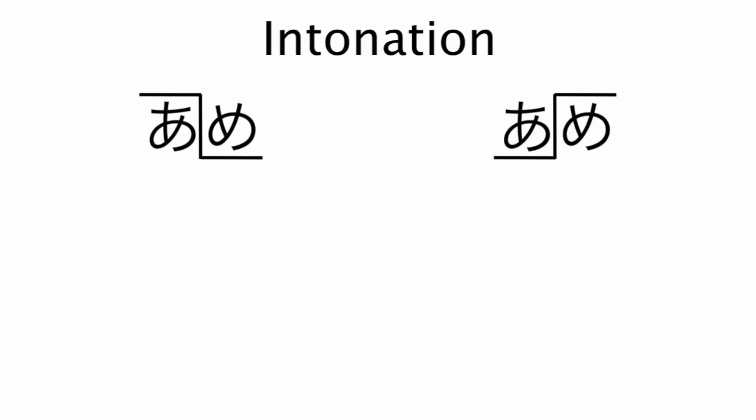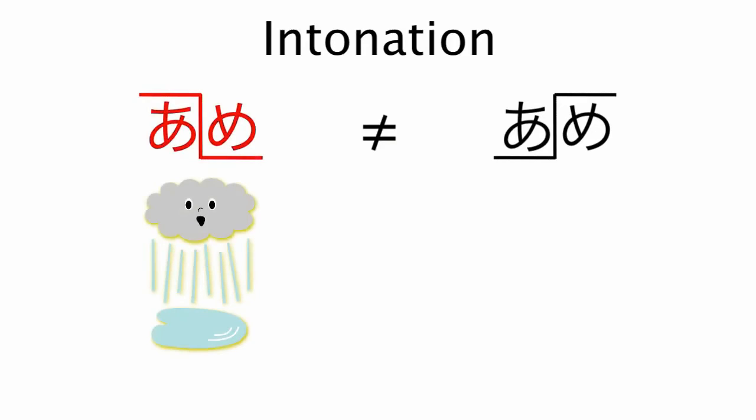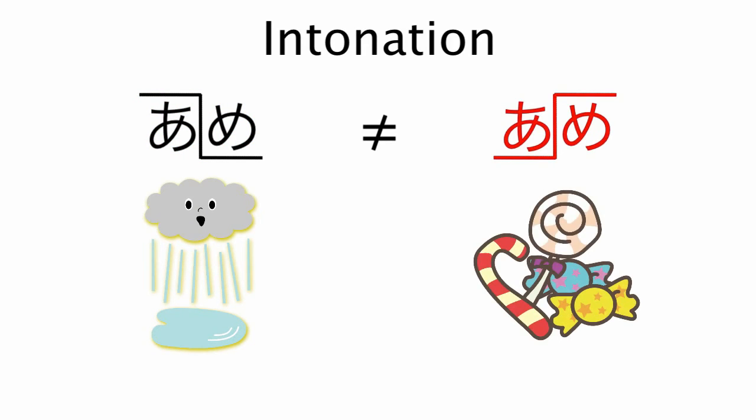Besides simply improving communication, one advantage of learning intonation is that some words only vary by their intonation. Compare 雨 and 雨 in the Tokyo dialect of Japanese. When you say 雨 it means rain, but when you say 雨 it means candy.